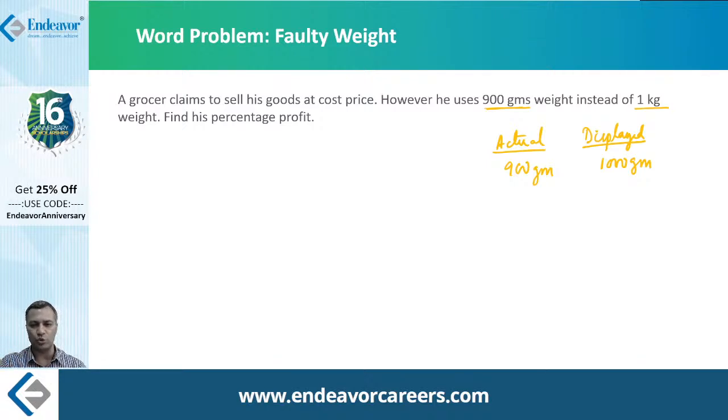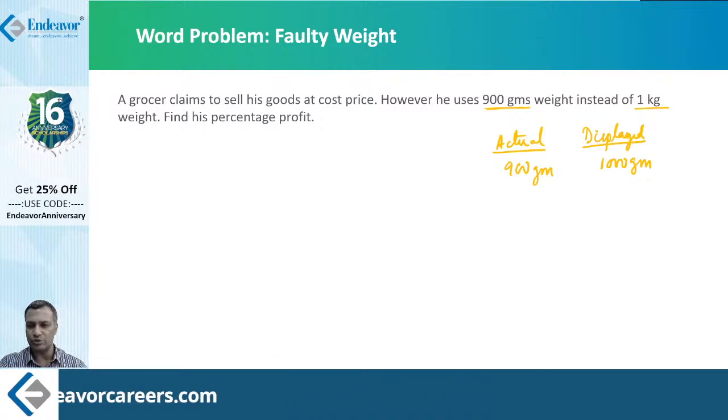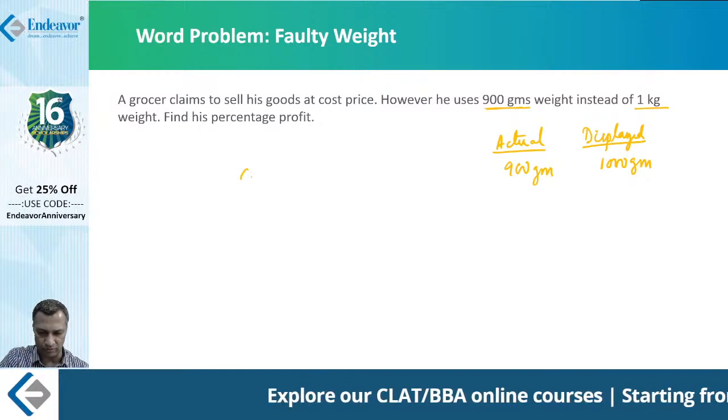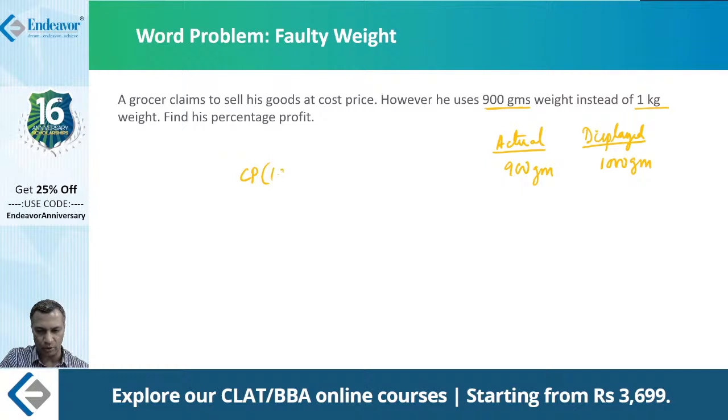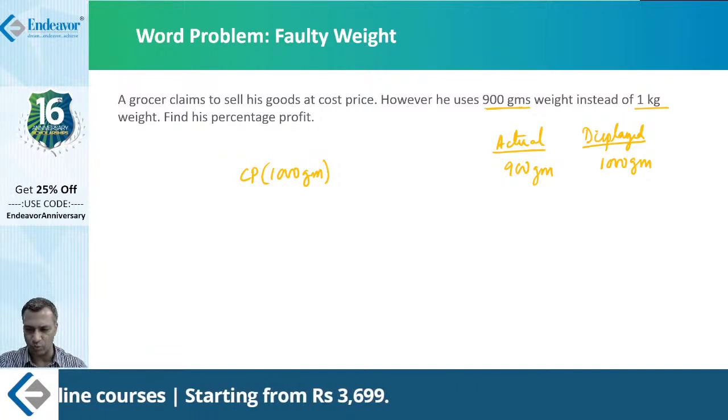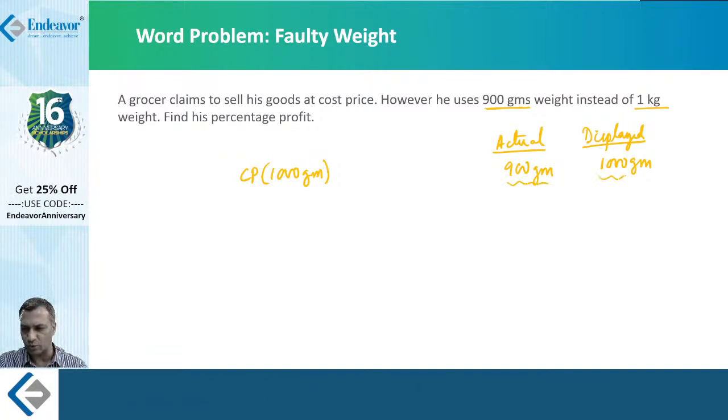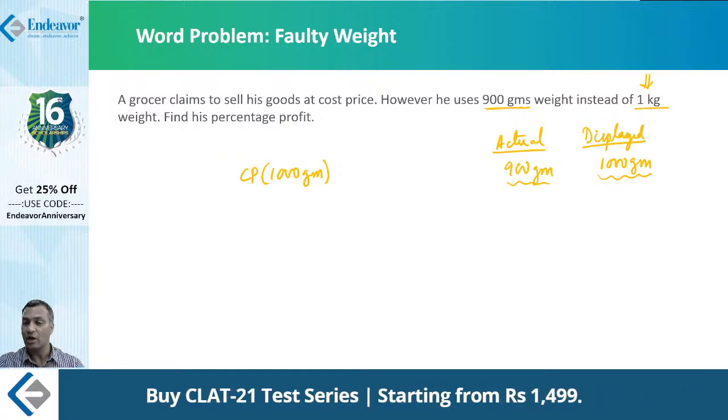The grocer claims to sell his goods at the cost price. However, he uses 900 grams for 1 kg. Now let's assume the cost price of 1000 grams. You may wonder why I am writing 1000 grams, why not some other number? Because there are two numbers here: one is 900 grams, the other is 1000 grams, right? Because he's telling that I am selling 1000 grams.